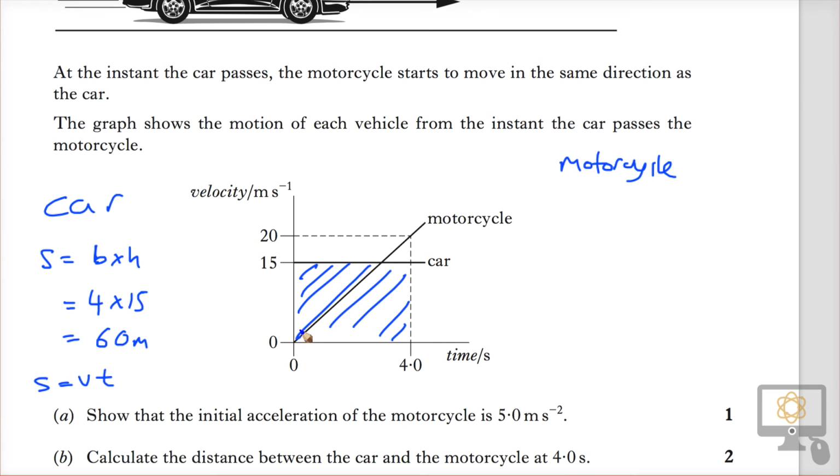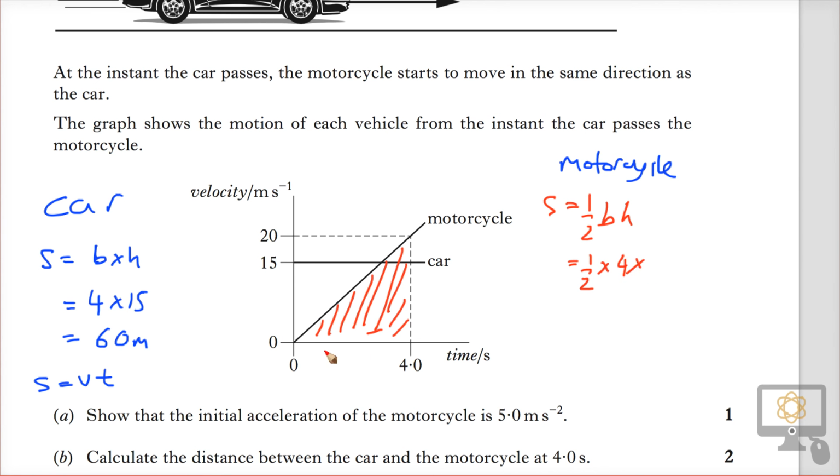I'm just going to rub out this section here so we can clearly draw in the area of the motorcycle, and we'll choose a different color, maybe red. So this is the area of the motorcycle, this triangular area, which is here, and that means its displacement is half base times height, which is half of 4 times the height of 20. So 20 times 4 is 80, divide that by 2 is 40 meters.